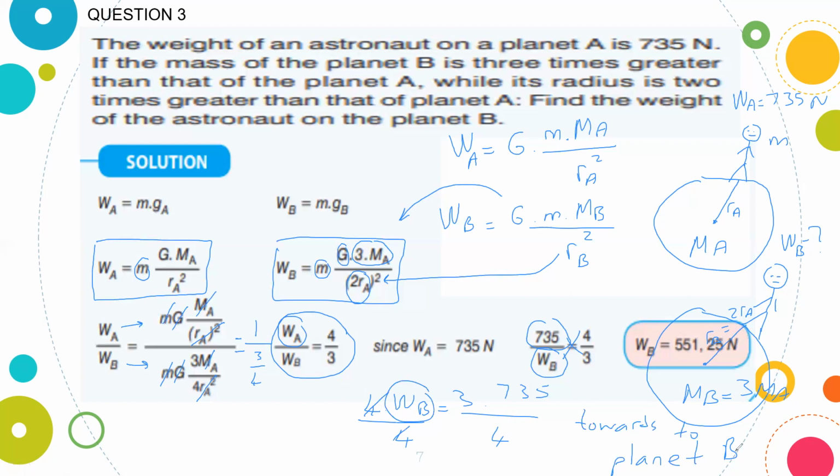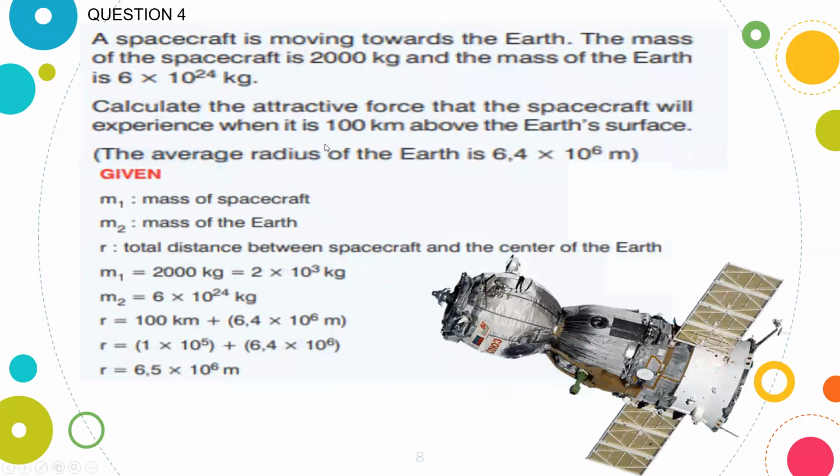It looks difficult, too many things, but everything comes from this formula, people. WA, the weight on A, is like this, and you write the same thing for planet B. After that, just cancel them against each other. That's it. We only have to know how many times bigger the mass or radius is. All right, this is our question 3. I hope everything is fine. One more time, I'm telling you, people, if you have any question or any problem, please let me know. Let's continue with the next question.